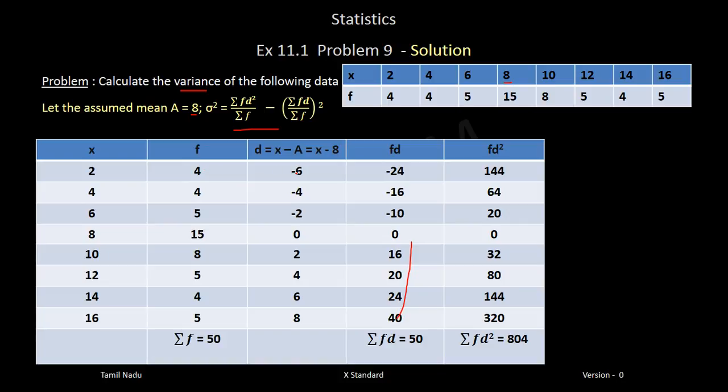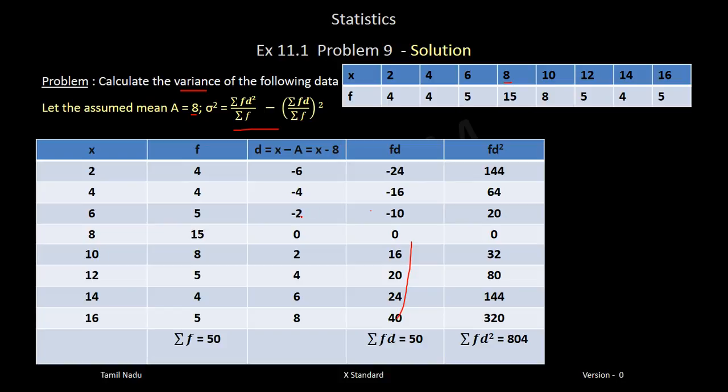So d square is 36. 36 into 4 is 144. In this case d is minus 4, d square is 16. So 16 into 4 is 64. You can also write d square as a separate column and multiply it, but then you are just adding to your work. So you have to do a little mental calculation also, or do it in a rough column somewhere here and write it over here.